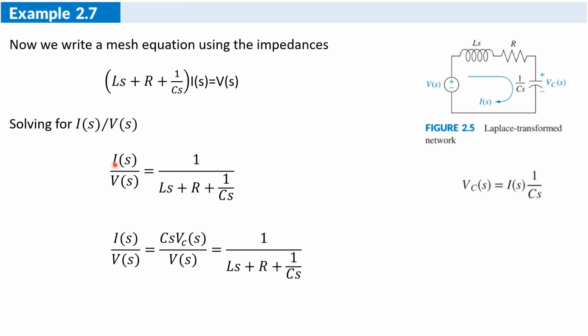Now, what we're really interested in is how the voltage across the capacitor relates to the voltage of the source. So we can replace Is by its equivalent, Cs times Vc. This goes back to the impedance term again. So when we see Is, we replace that by Vc times Cs. And then we can solve this.